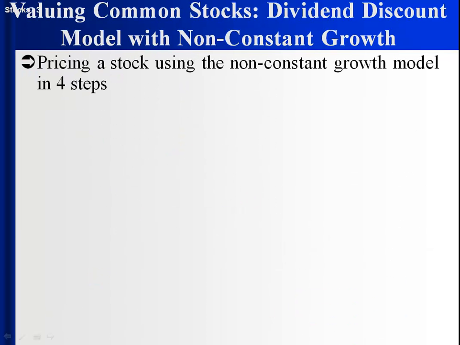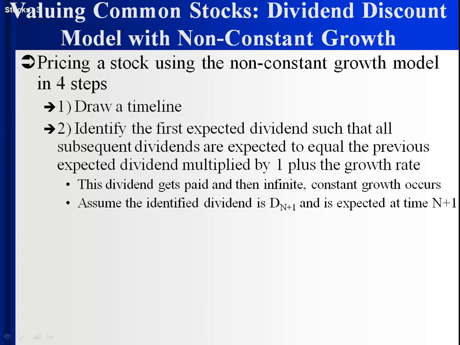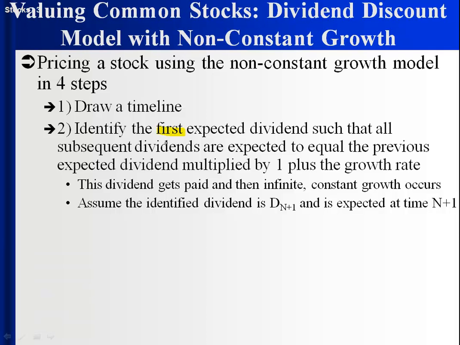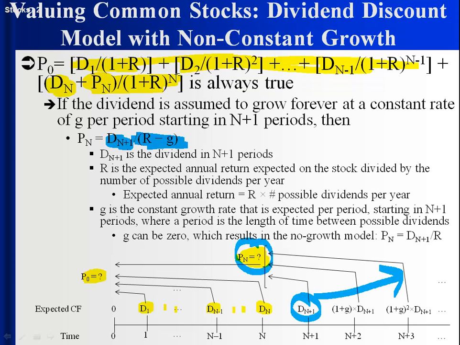So what if we want to price a stock and we want to use the non-constant growth model? Well, I've laid it out in 4 steps. First step, draw a timeline. Second step, we want to find what I call the anchor dividend. It's the first dividend, and this dividend gets paid, and it's useful to find that first expected dividend, and then after that, they all grow at a constant rate. And we're going to call that dividend Dn+1. So if we were to go to this period of time, you can see we've called it Dn+1. That's our first dividend, our anchor dividend, and then after that, we get constant growth.